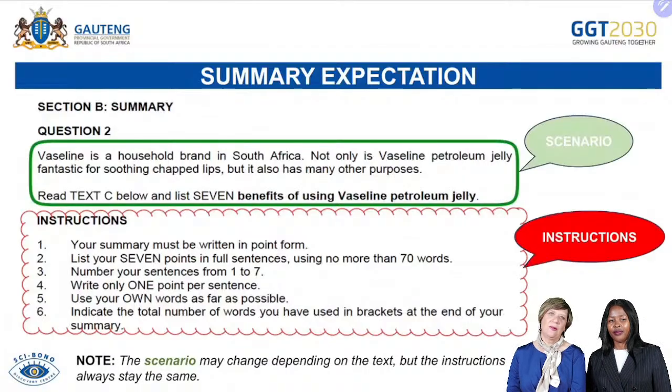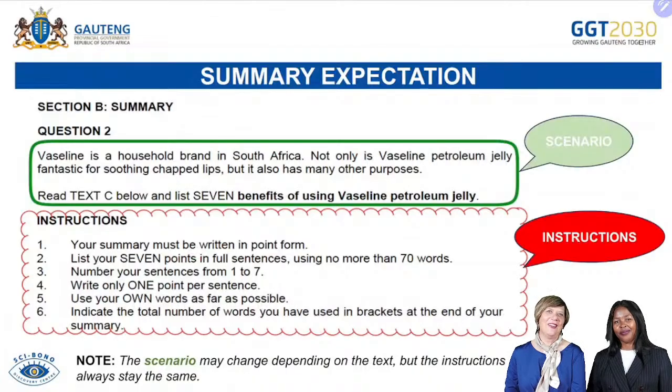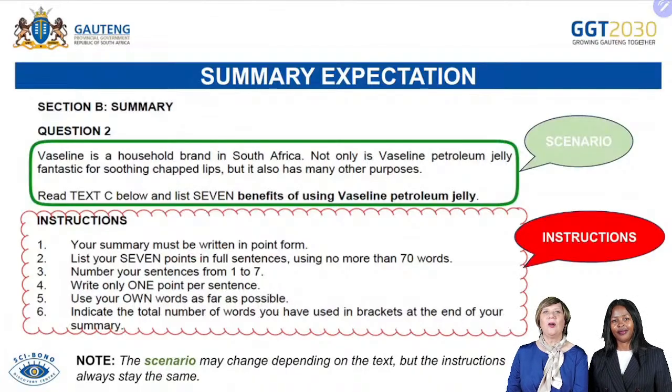So you have a first part, we call it the scenario, just to give you a little bit of idea. They will give you a little bit of background to tell you what the text is going to be about. It's almost like an introduction to the question. On your screen, you will see we've highlighted it in green there for you. And then they will tell you, read text C, your summary is always text C, and list 7 benefits of something. For instance, in this case, using Vaseline petroleum jelly.